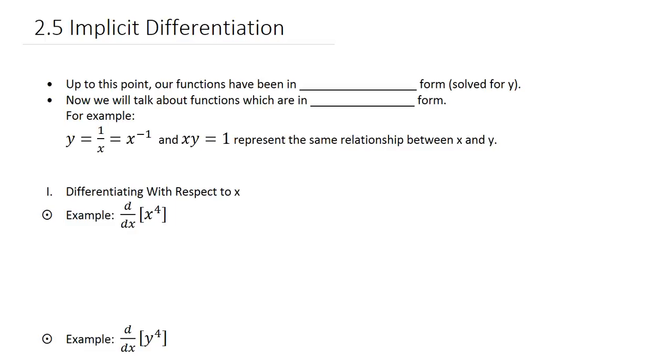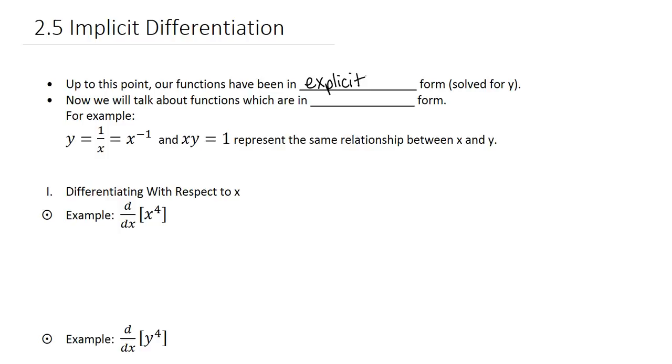In this section, we're going to talk about implicit differentiation. Now, up to this point, our functions have been written in explicit form, and all that means is that they are solved for y. It's explicitly stated what y is equal to. In this case, we're going to talk about functions which are in implicit form, meaning they're not necessarily written as a function.